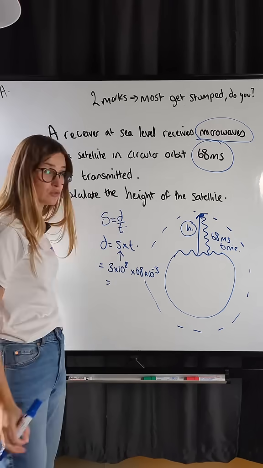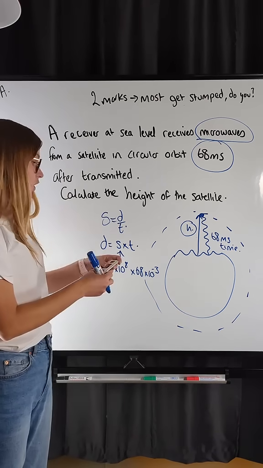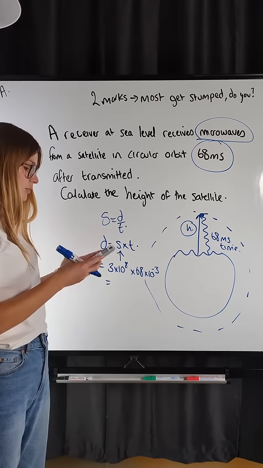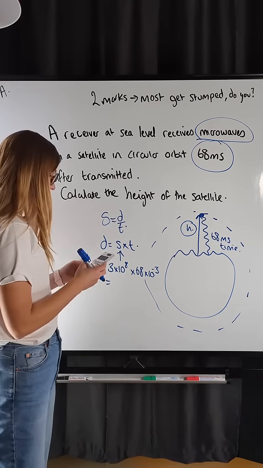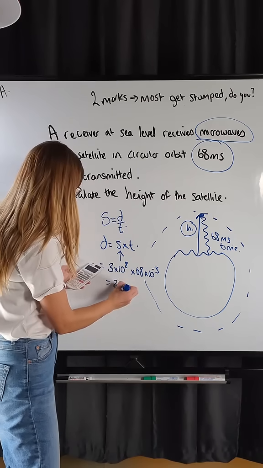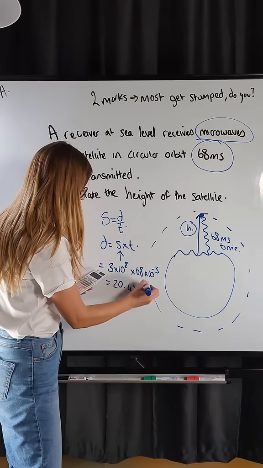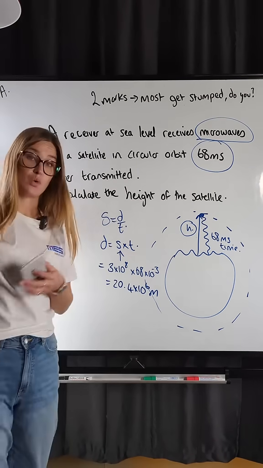All we have to do is multiply those two numbers together. So all I had to do was 68 times 10 to the power of -3. And I have to multiply by 3 times 10 to the power of 8 to figure out what that height is. And I get 20.4 times 10 to the power of 6 meters. So grand.